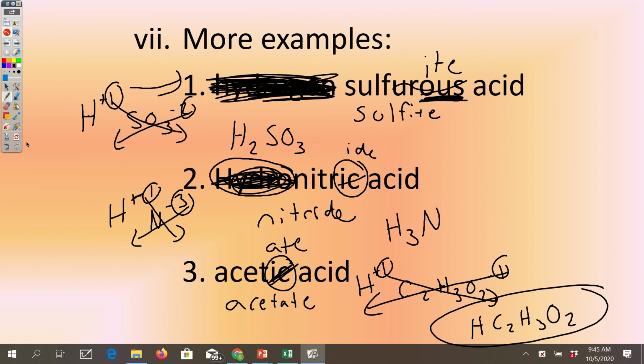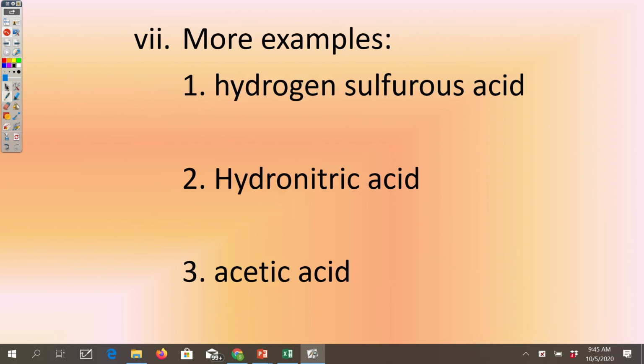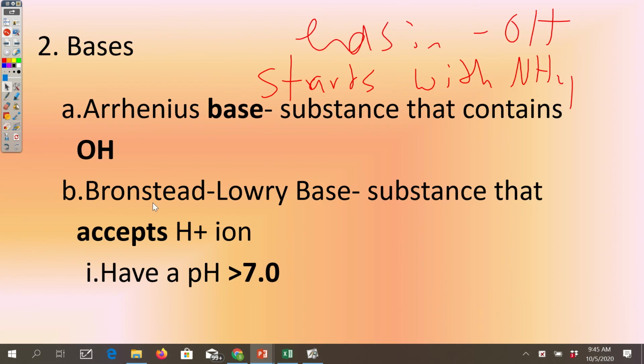All right, and that is your acids. All right, here are bases.